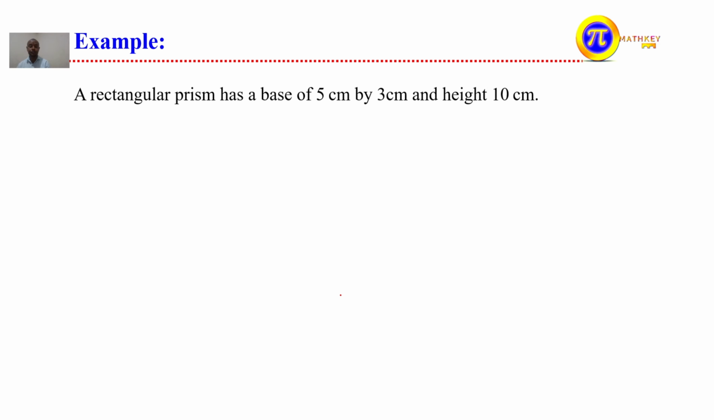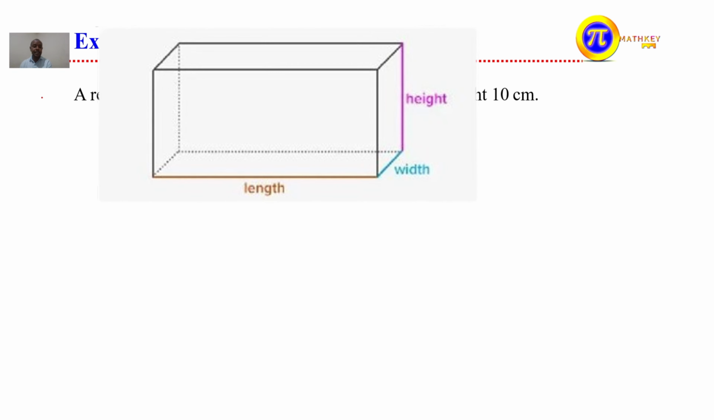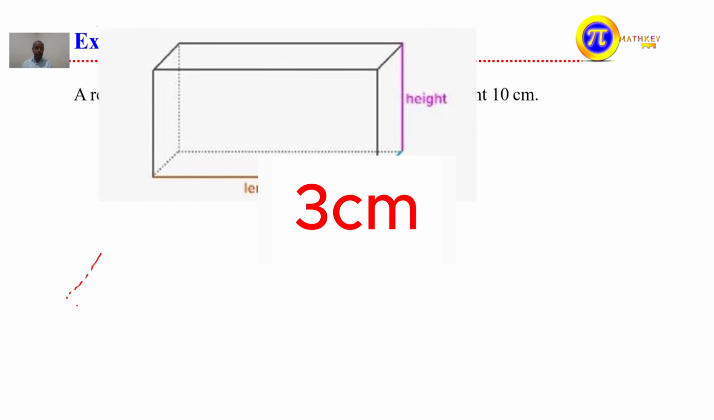The prism. The other one says a rectangular prism has a base of 5 centimeter by 3 centimeter and height is 10 centimeter. Is that so? Here we have a rectangular figure. We may do it like this. Here we have. You can join this one.